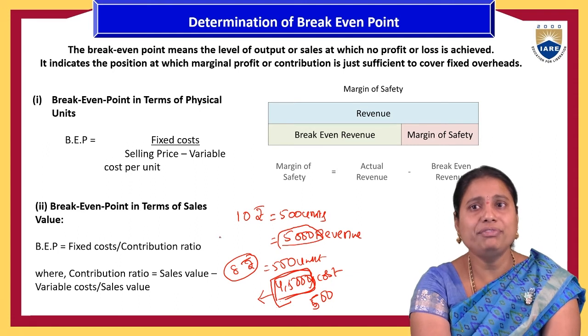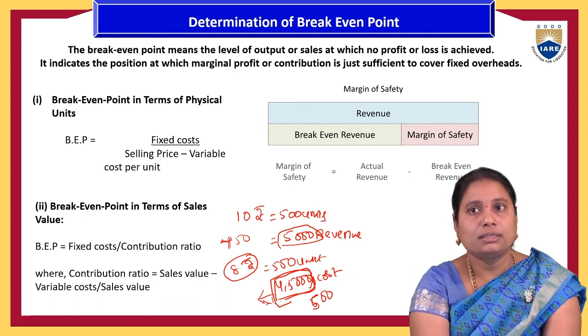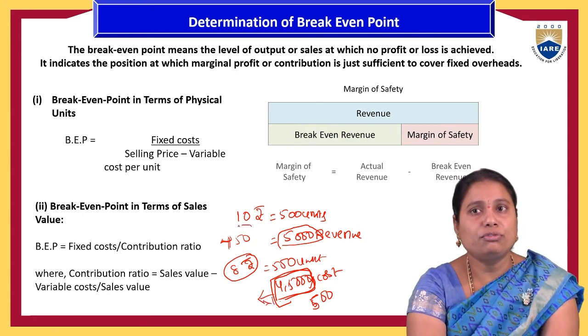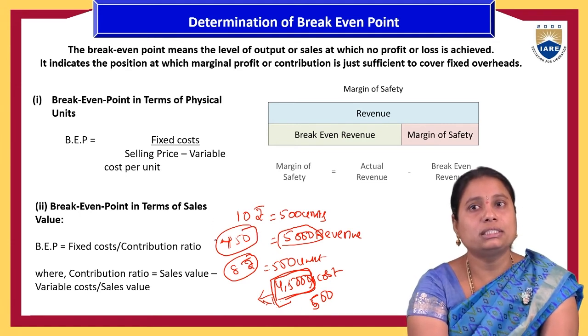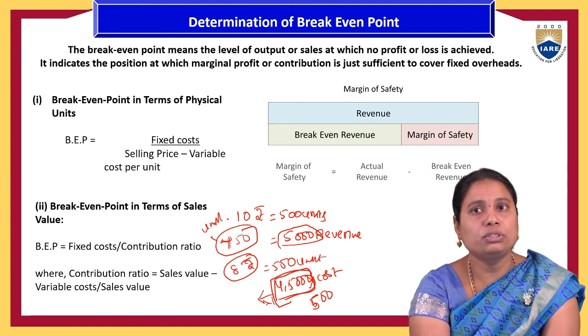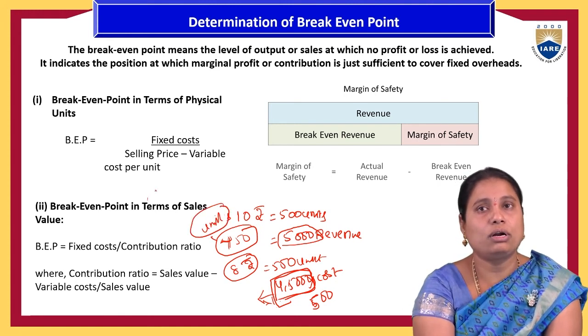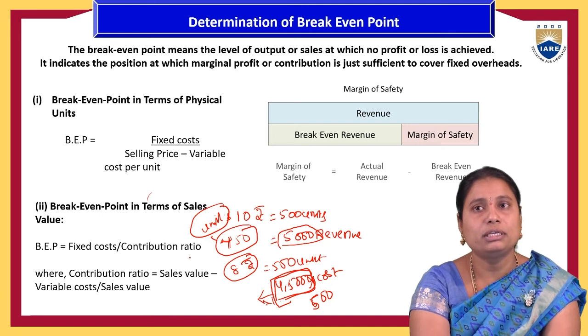Then, assume that if they have sold 450 units, instead of 500 units, up to 450 units they'll get this 4,500 rupees of the amount, in terms of the units. That is called the break-even point in terms of the units.